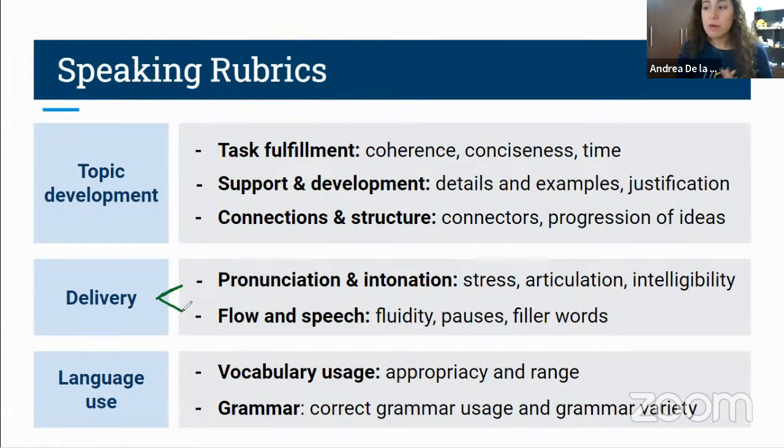So in delivery, we have two different things. The first one has to do with pronunciation and intonation. Pronunciation, I think it's self-explanatory, but what I want to clarify is that it's totally fine if you guys have an accent, okay? The purpose here is not to eliminate any accents, because remember that the English language is such a huge language that has so many accents, right?